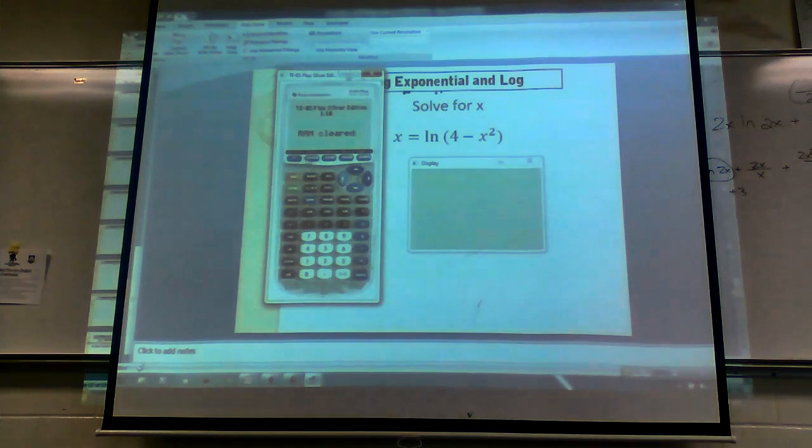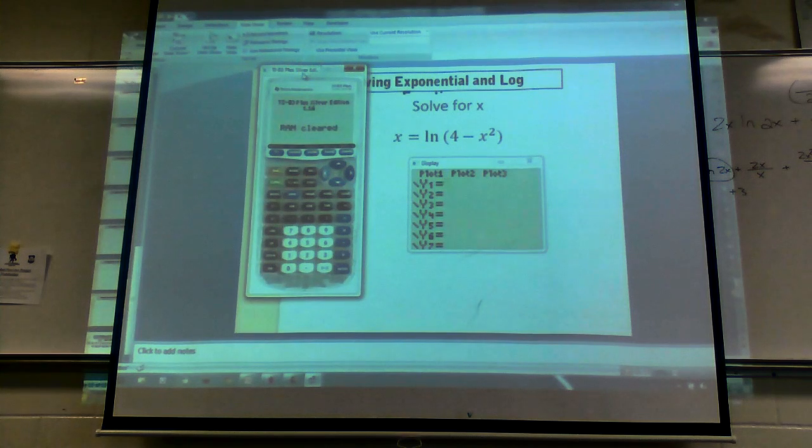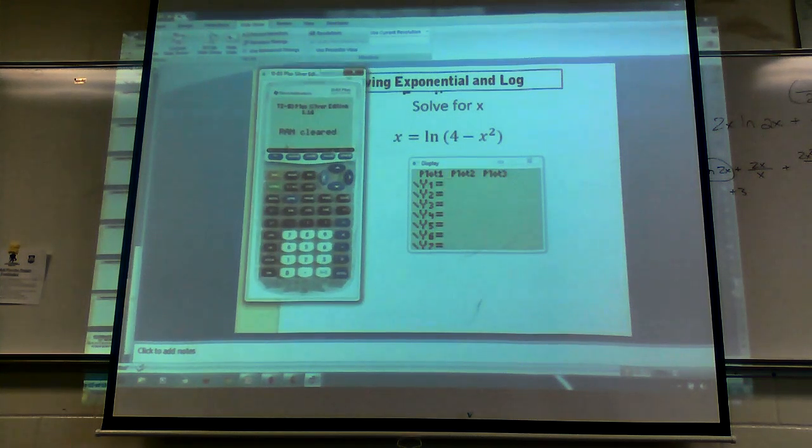All you're going to do with the graphing method on the calculator is graph both sides of the equation. The left-hand side is just x, so graph y equals x. The right-hand side is natural log of 4 minus x squared. Where's natural log? Right by the 4. If you remember, in terms of graphing these out, the solutions are where they intersect.